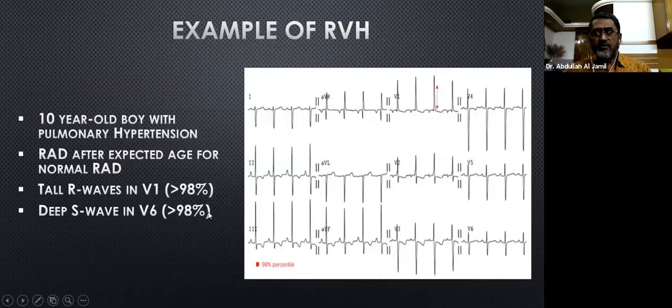This is an example of right ventricular hypertrophy. Here the arrow shows the tall R wave in V1, and it is more than the 98th percentile. This is the ECG of a 10-year-old boy with pulmonary hypertension. Right axis deviation can be calculated from here. Then tall R wave in V1 and deep S wave in V6.